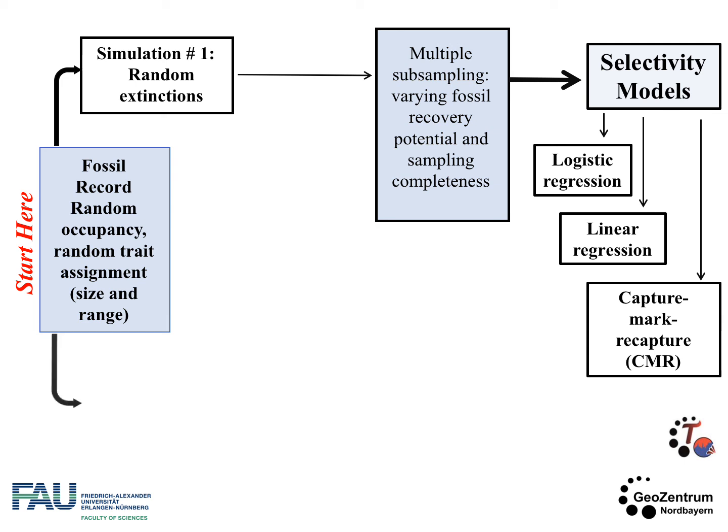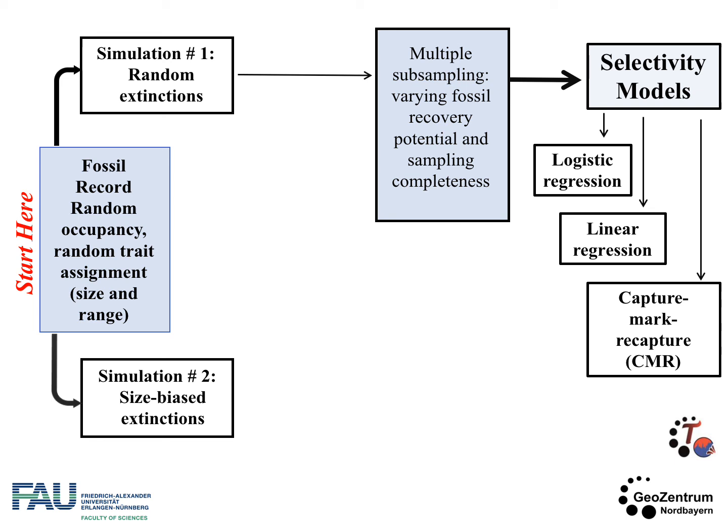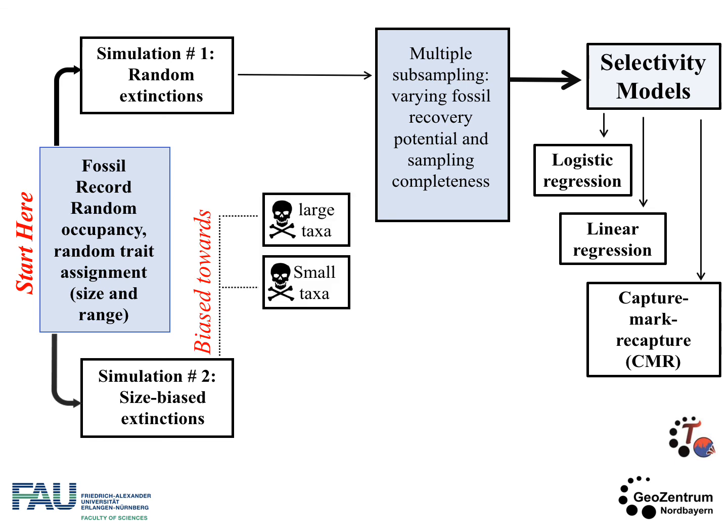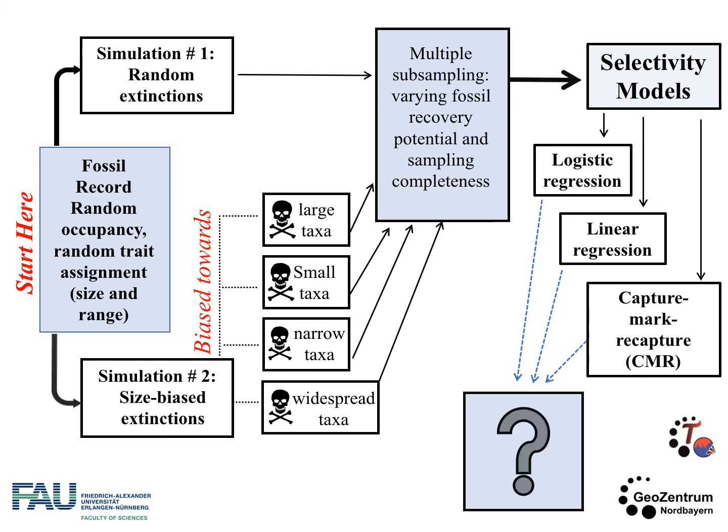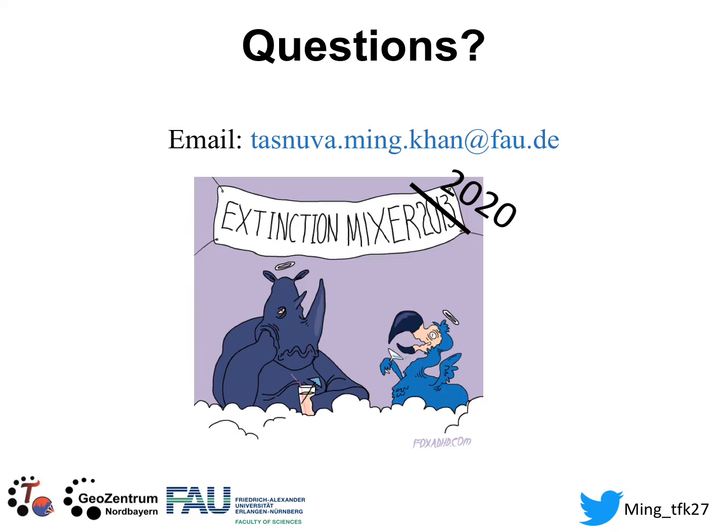In our second extinction scenario, we will have trait-biased extinctions. That is, we will generate scenarios where larger taxa or smaller taxa preferentially go extinct, or narrower taxa versus widespread taxa preferentially go extinct. On each scenario, we will repeat our subsampling metrics of fully sampling and decreasing fossil recovery potential. We will empirically determine which selectivity model most accurately represents the fully sampled datasets to understand which method is best.